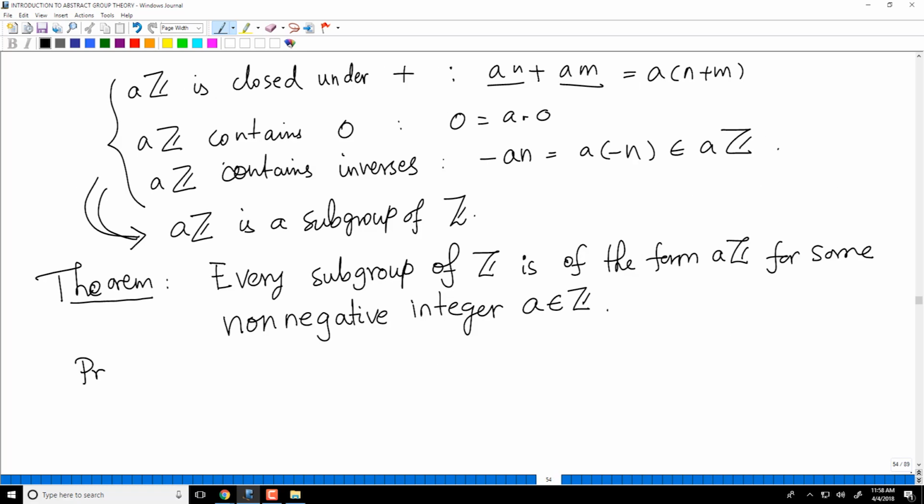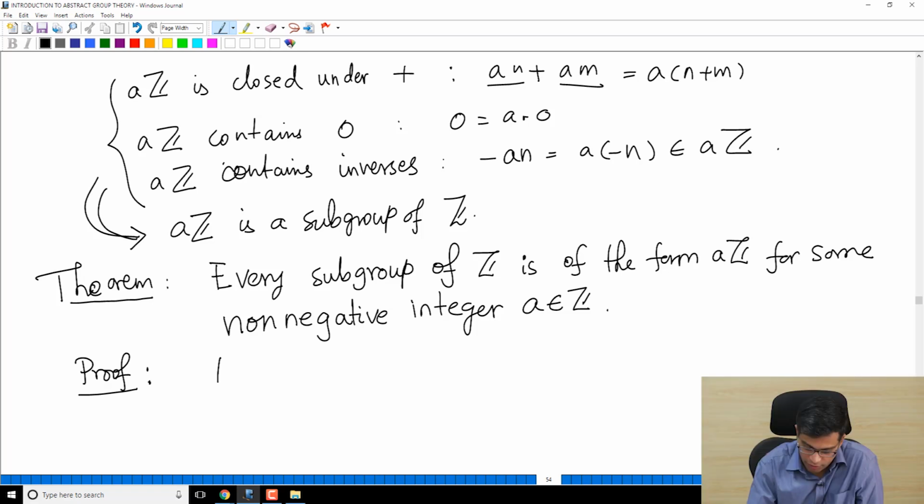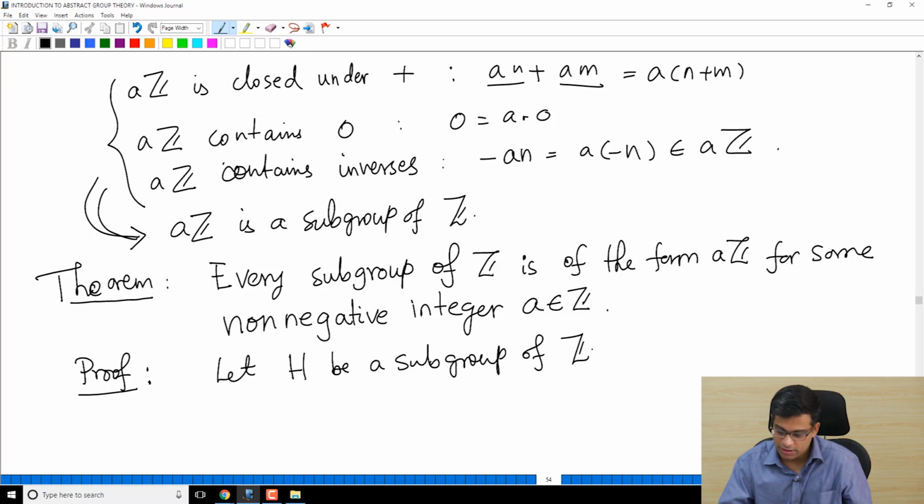So, let us prove this. How do I prove this statement? I am going to prove that any subgroup you give me of Z must equal aZ, where a is some non-negative integer. So, let me prove it by first starting with an arbitrary subgroup of Z. Let us say H is a subgroup of Z.